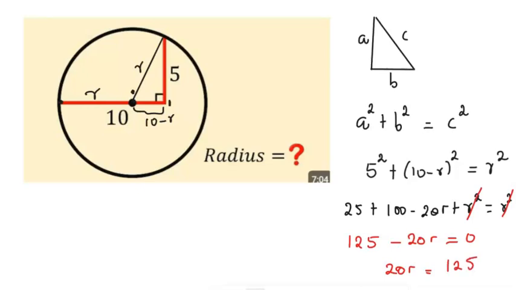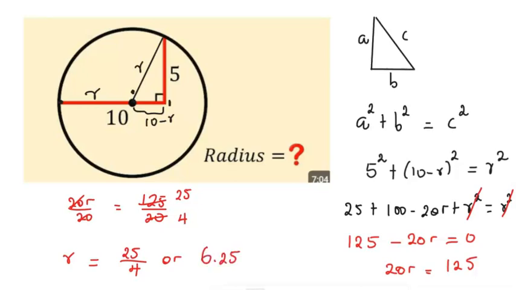125. From here we divide both sides by the coefficient of r, which is 20. So 20r divided by 20 is equal to 125 divided by 20. Here 20 cancels with 20, and we have the radius of the circle as 125 divided by 20. If you divide 125 by 5, we get 25. If you divide 20 by 5, we get 4. Therefore, the radius of the circle is equal to 25 over 4, or 6.25. So this right over here is our solution.